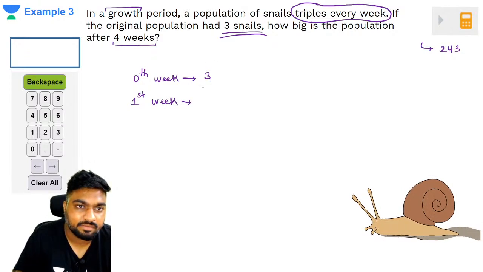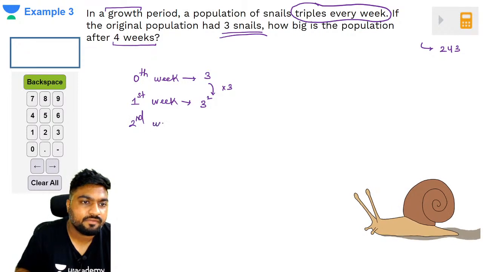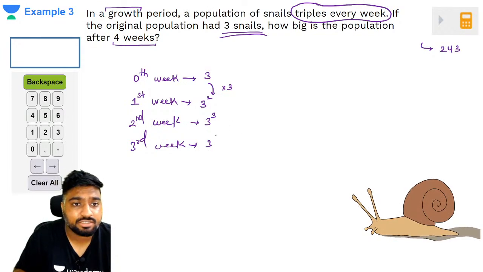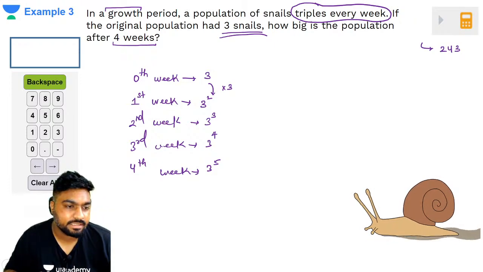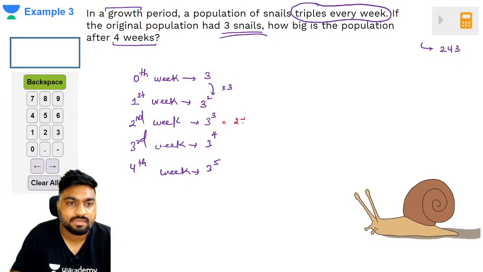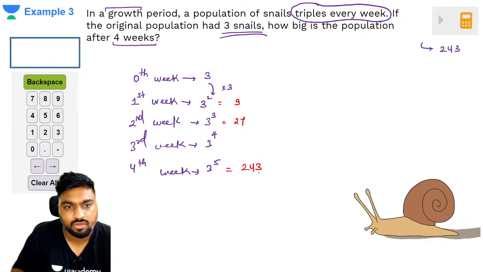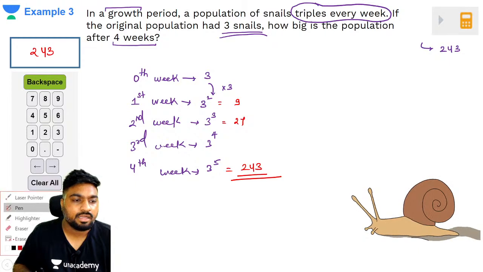The value triples itself. That means this gets tripled. This becomes 3 square. Second week again triple. 3 square triple, 3 cube. Third week, 3 power 3 is triple, 3 power 4. And fourth week, so at the end of fourth week it's going to be 3 to the power 5. What is 3 power 5 basically? 3 power 5 is nothing but 3 power 3, which is 27, into 3 power 2, that is 9. 27 into 9 is 270 minus 27, that is 243. So what's your answer? 243. Got it. Now what happens here?